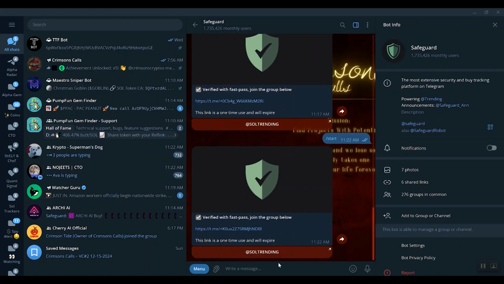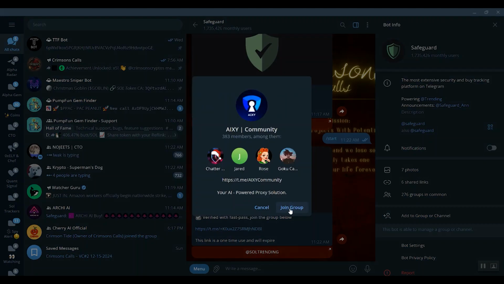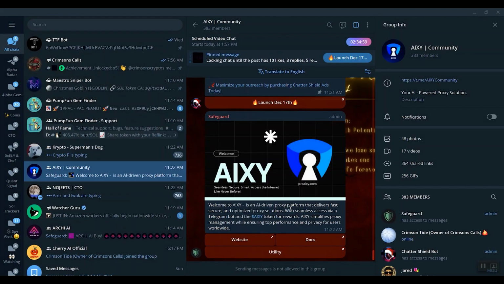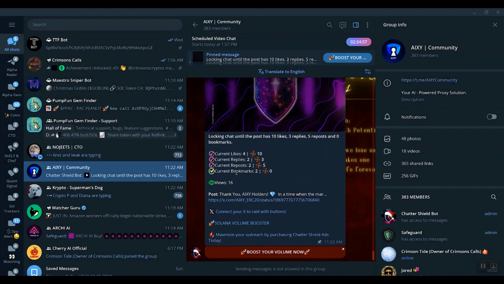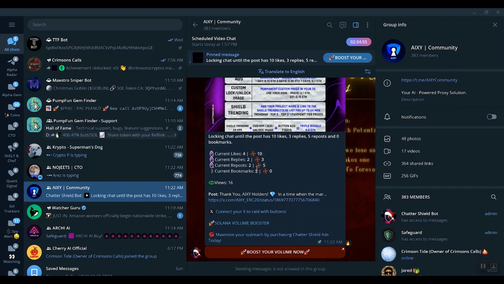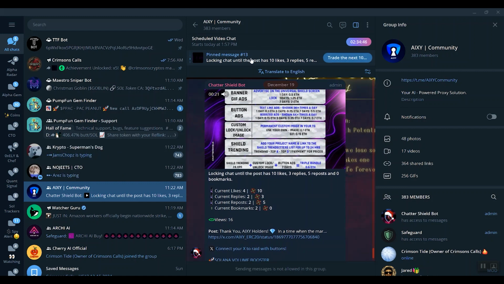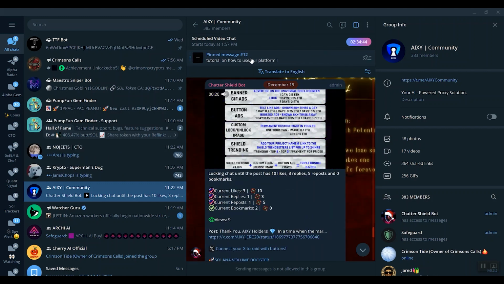Okay, so we're entering the portal, get our link, and we join the group. We've got just over 380 members in here. They're doing some raiding. Okay, they are getting some participation from their community. Let's see here. They've got a VC scheduled for later today. Okay, so let's see what's going on here in the pinned messages.